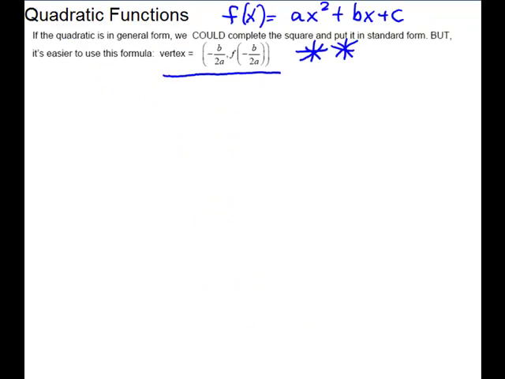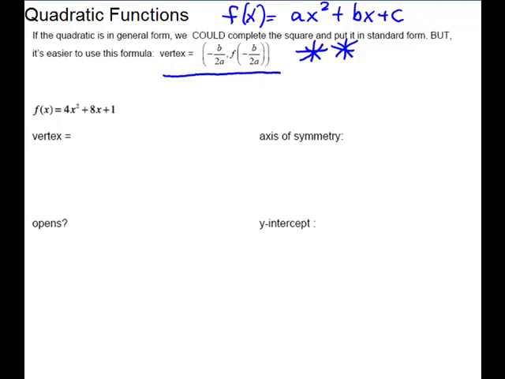If the quadratic is in general form, we could complete the square and put it in standard form, but that's a lot of work. It is easier to use this formula for the vertex. So you're going to use your coefficients a, b, and c. And so first your x-coordinate is -b over 2a. And then that answer you plug in to your formula to get the y-coordinate of your vertex.